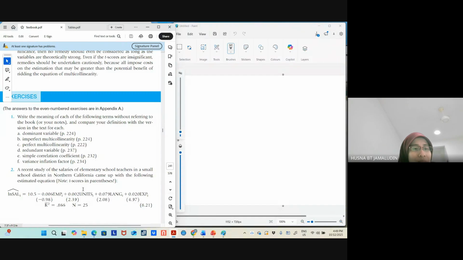Functional form. Remember when you talk about salary, when you talk about income, normally the changes are in percentage. That's why you have the log. So the dependent variable is fine. How about the independent?